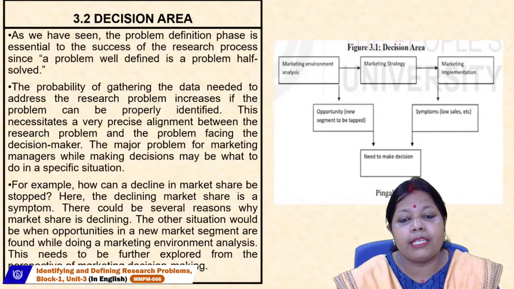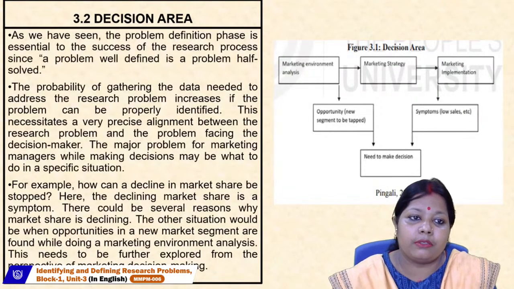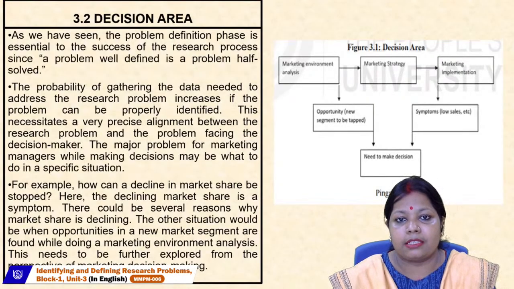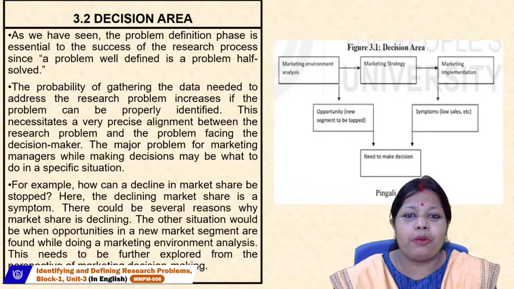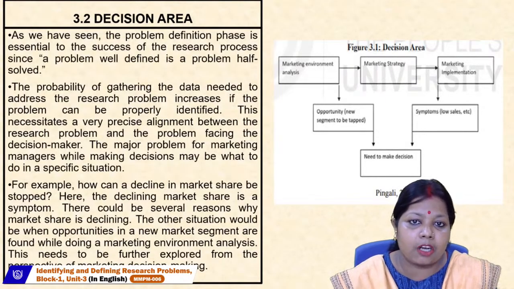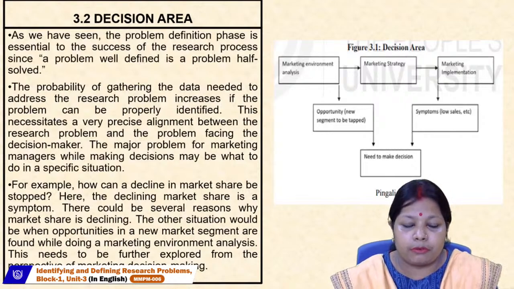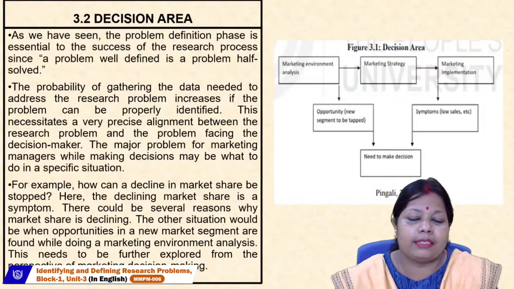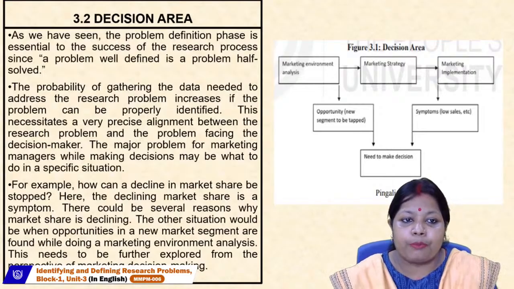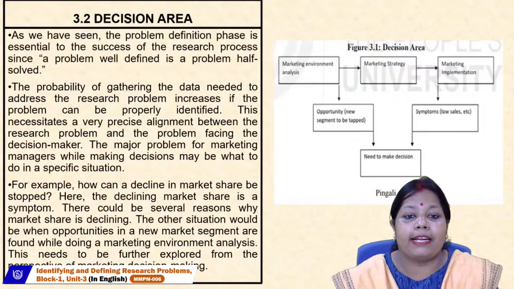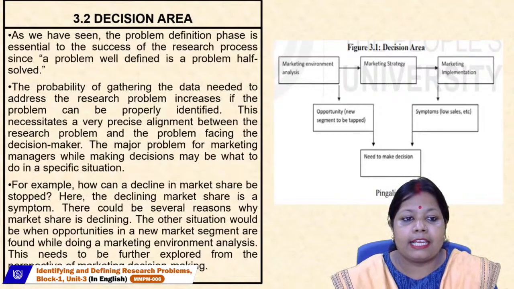As in mathematics, we say that understanding the problem is half the solution. Once we understand, then we can think about the solution, or where the solution is, or what the appropriate answer should be. But if the research problem is not clearly defined, or is not clearly known to us, then we cannot think about the area of solution, or where we will get the solution. These things will never come to our mind. So the probability of gathering the data needed to address the research problem increases if the problem can be properly identified. This necessitates a very precise alignment between the research problem and the problem facing the decision maker.